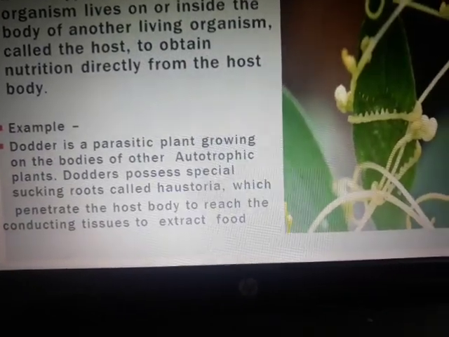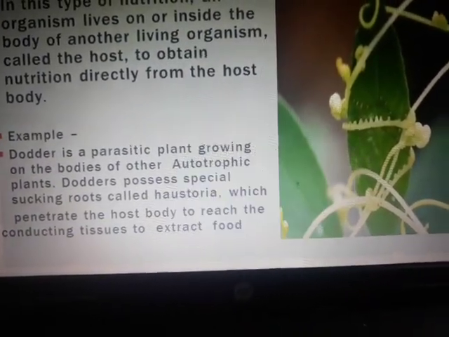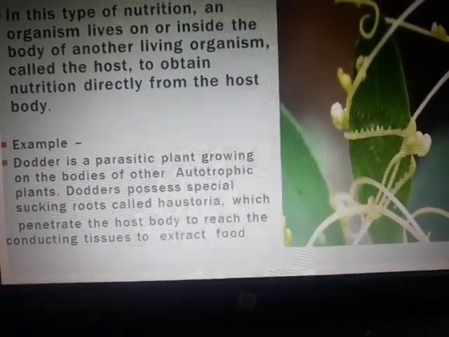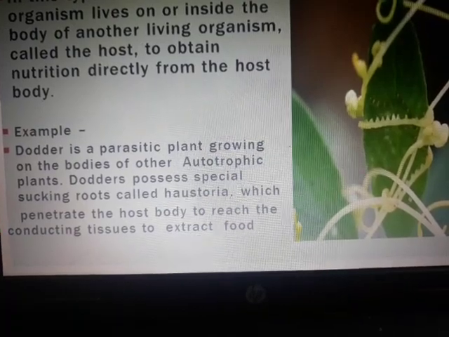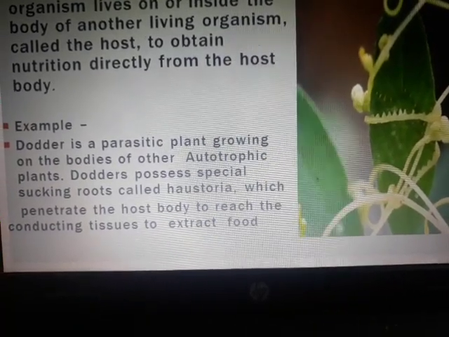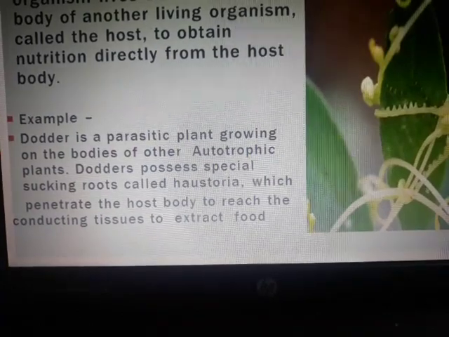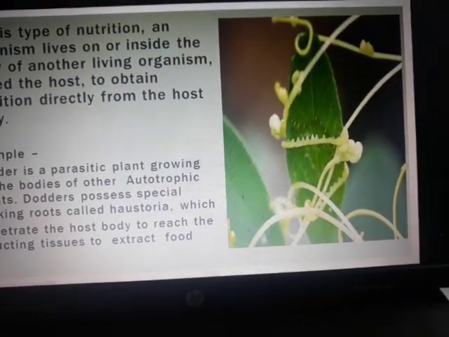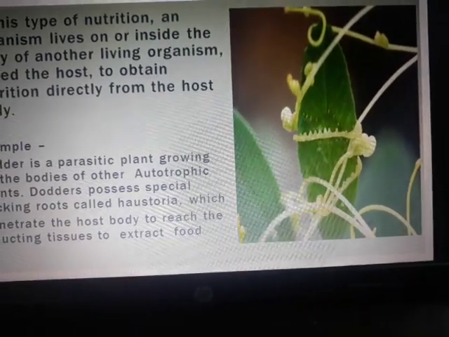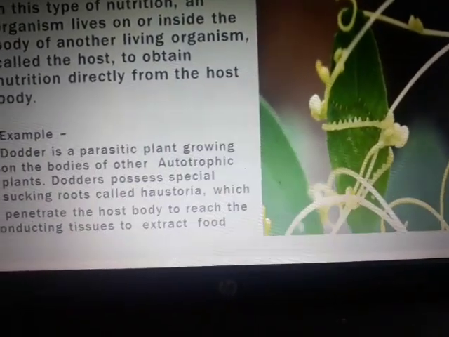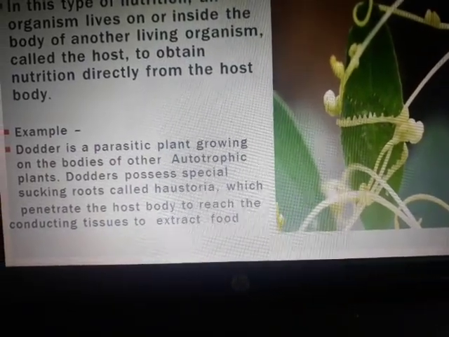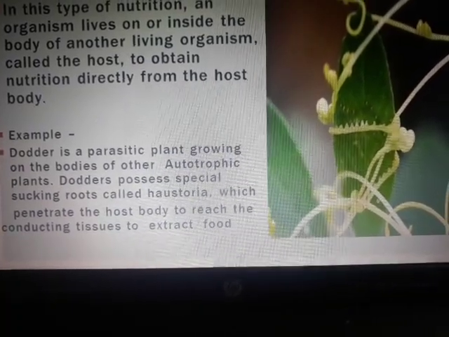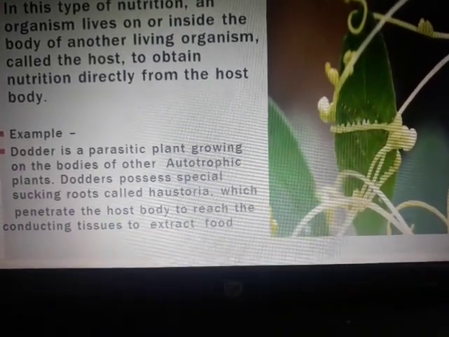An example is dodder, a parasitic plant growing on the bodies of others. So if you have a look around you in the bushes and the grasses, you can always find this dodder plant. Dodder possesses special sucking roots called haustoria, which penetrate into the host body to reach the conducting tissues to extract the food. We all know that phloem is the one that transports the food in plants. So those haustoria sucking roots will go deep down into the plants to extract the food. That is why they are called parasitic.